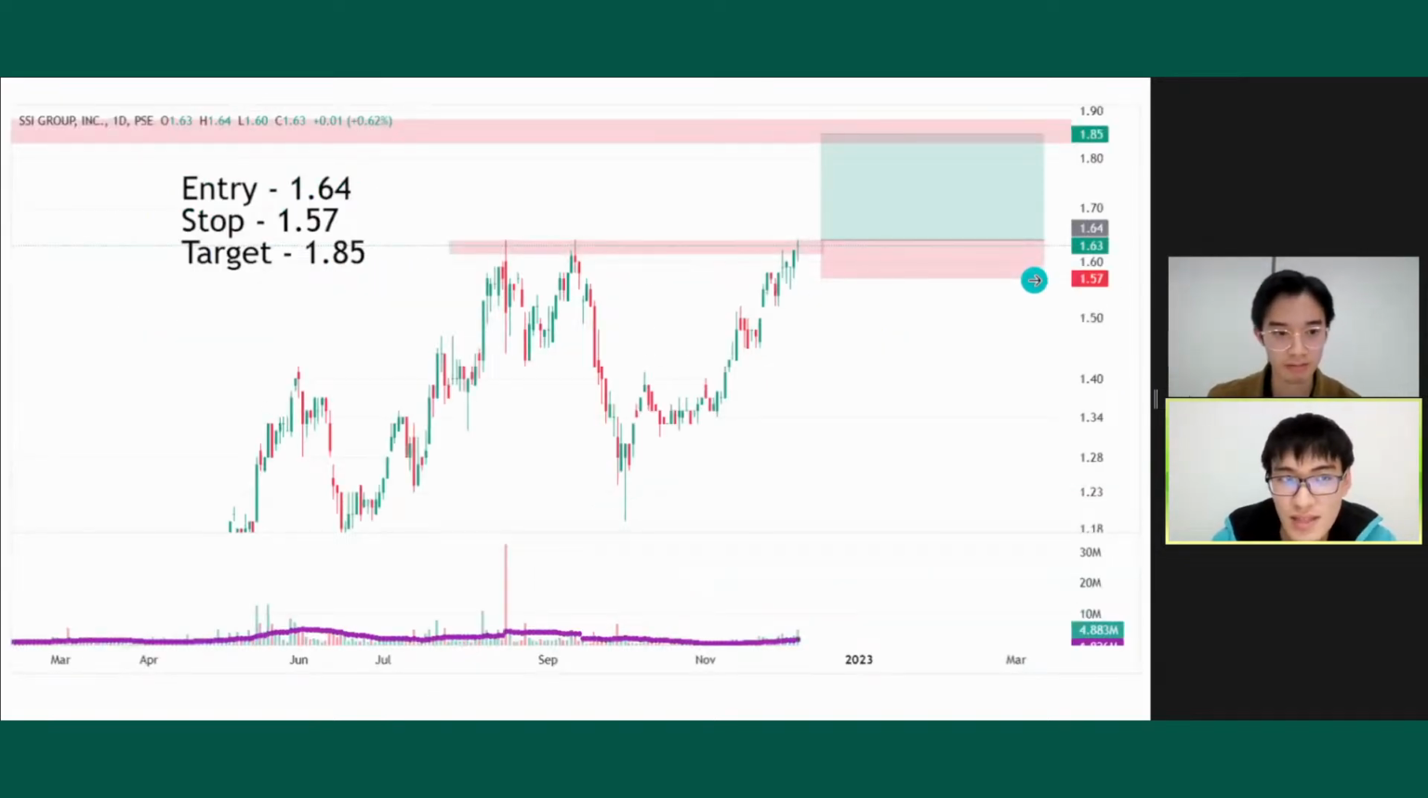So here's how it looks like. Here's the resistance. This is the 52-week high resistance. So my trade plan was to buy here, 1.64 breakout, stop loss 1.57. Then my target, next resistance, at around 1.85. So what happened?